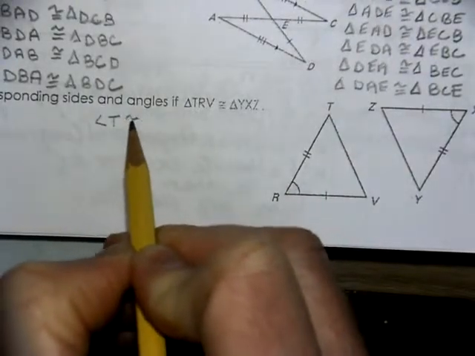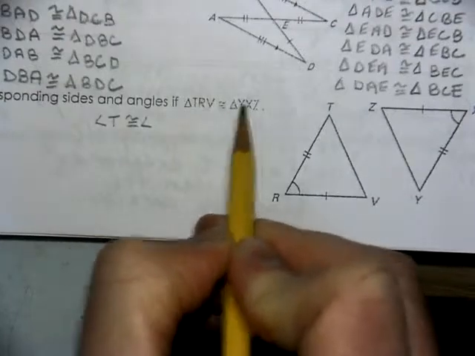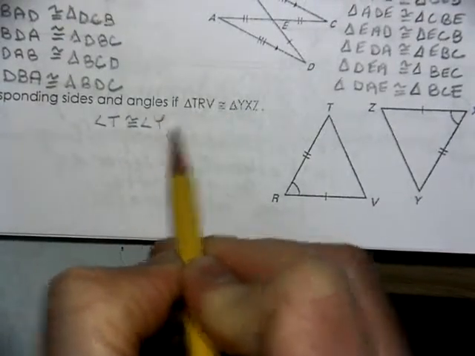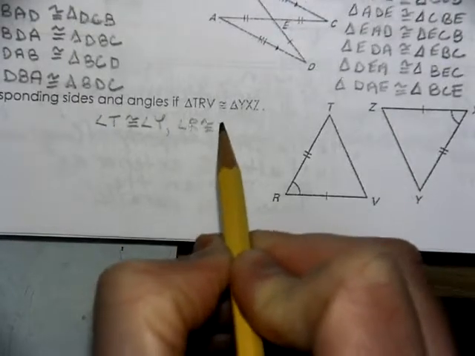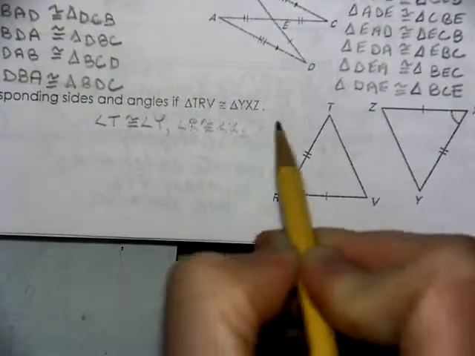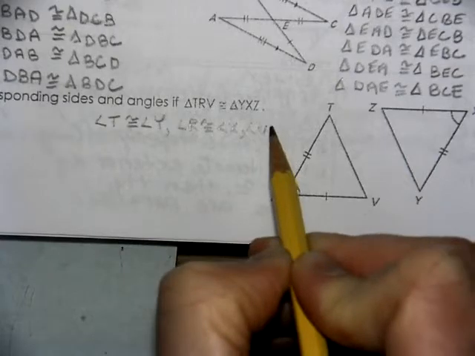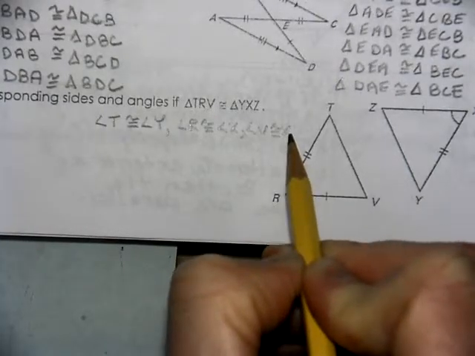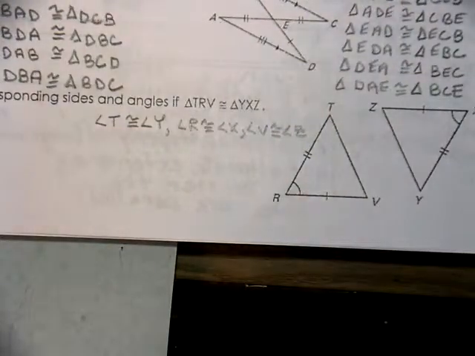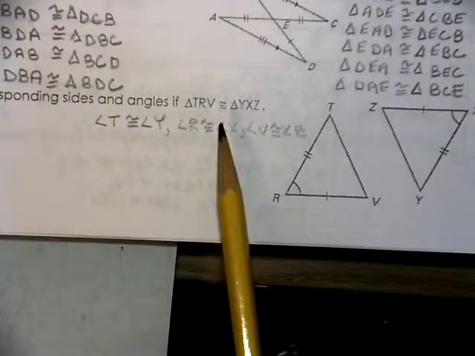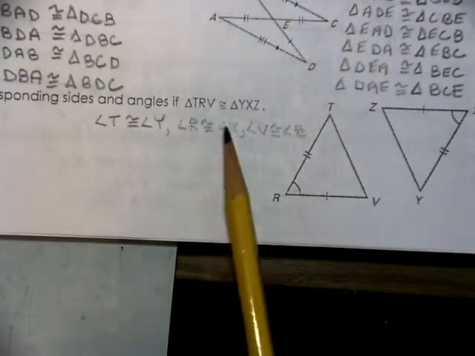Angle T is congruent to angle Y. Angle R, which is the second letter, goes with angle X. Angle V is congruent to angle Z. So sometimes the picture is pretty easy to read, but you can't beat a congruent statement. That tells you everything you need to know.